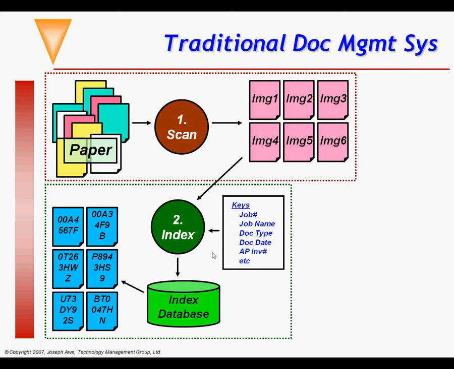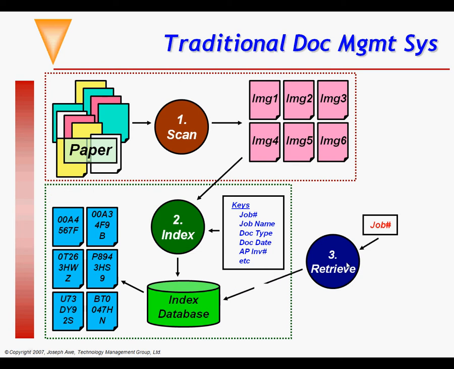So if you know what 00A4567F means, you would actually know what document that is. If you have no idea, then you would have to look at each individual document if the database gets corrupted. And then in order to get your job back, you put in your job number. It's going to retrieve it from the database, which it's grabbing from these crazy numbers over here. So this is basically your typical document management system. And you'd be able to look at it and realize essentially what that document was.